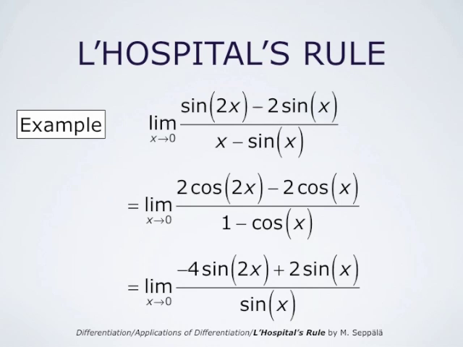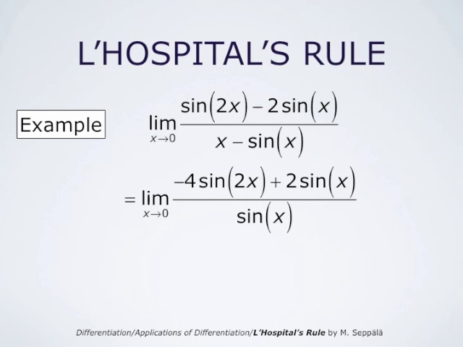If we substitute the limit value 0 here, we still get 0 divided by 0. We could compute this limit by certain rewriting and using the double angle formula for sine, but we may still use L'Hopital's rule for the third time. So we observe that after using L'Hopital's rule twice, we obtained that the limit as x approaches 0 of sine of 2x minus 2 times sine of x, divided by x minus sine of x, is the same as the limit as x approaches 0 of minus 4 times sine of 2x plus 2 times sine of x, divided by sine of x.